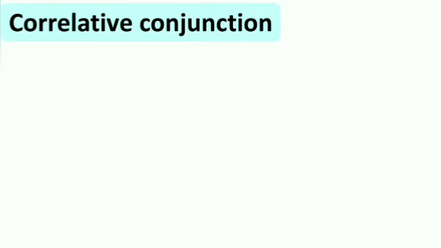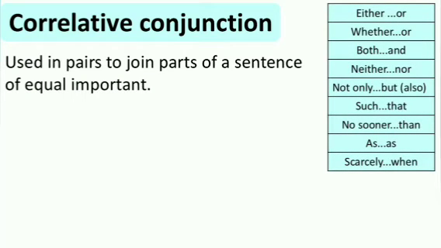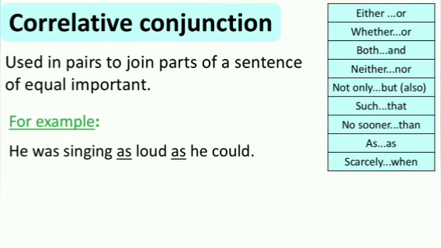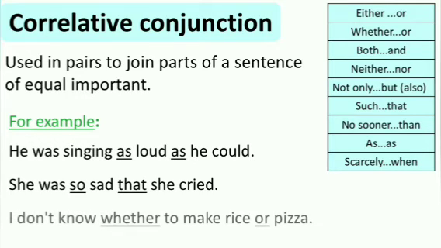Correlative conjunction. This type of conjunction is used in pairs to join parts of a sentence of equal importance. This includes either or, whether or, both and, neither nor, not only but, such that, no sooner than, as, scarcely when. For example, he was singing as loud as he could. She was so sad that she cried. I don't know whether to make rice or pizza.